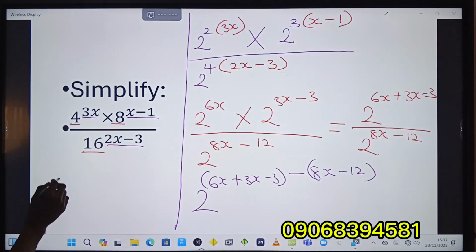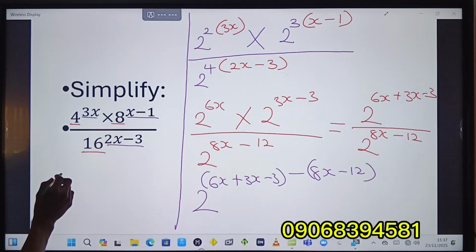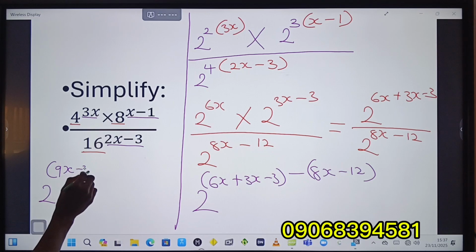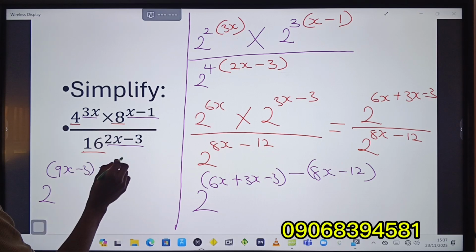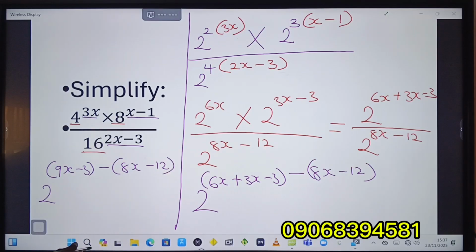Now at this point, if you open the bracket, you'll be having 2 raised to power 6x plus 3x will give me 9x minus 3 here. Now minus 8x minus 12. At this point, I can freely open my bracket to say 2 raised to power 9x minus 3. This minus here, open this bracket, minus 8x, minus is what? Plus 12, right?